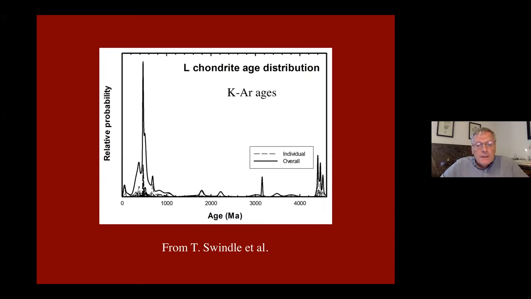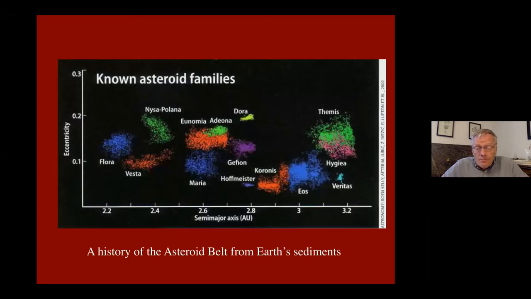So here you see a diagram of the L-chondrite age distribution, potassium-argon ages. Here you have 4,000 million years, and you have this huge peak at around 500 million years. And this was discovered already in the 1960s. And this body, 150 kilometers in diameter, that's 3,000 to 4,000 times bigger than the body that hit Earth at the Cretaceous-Paleogene boundary 66 million years ago.